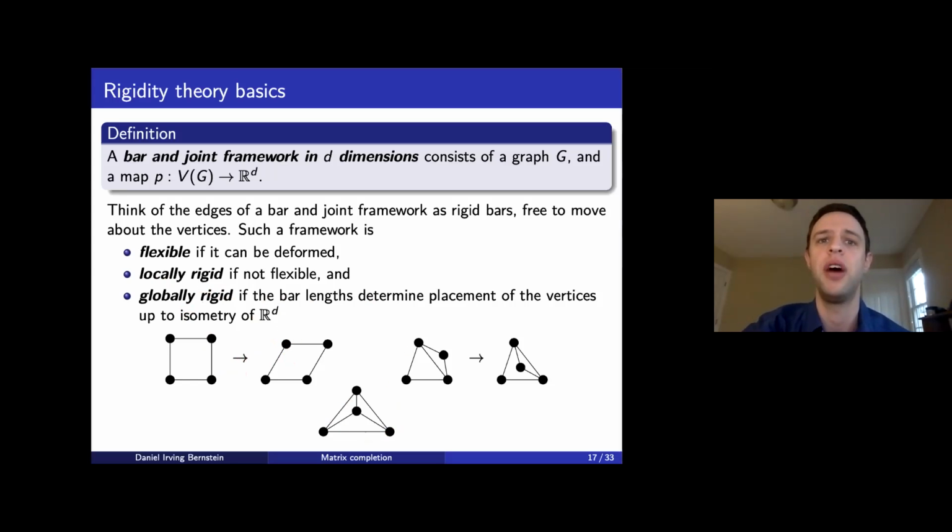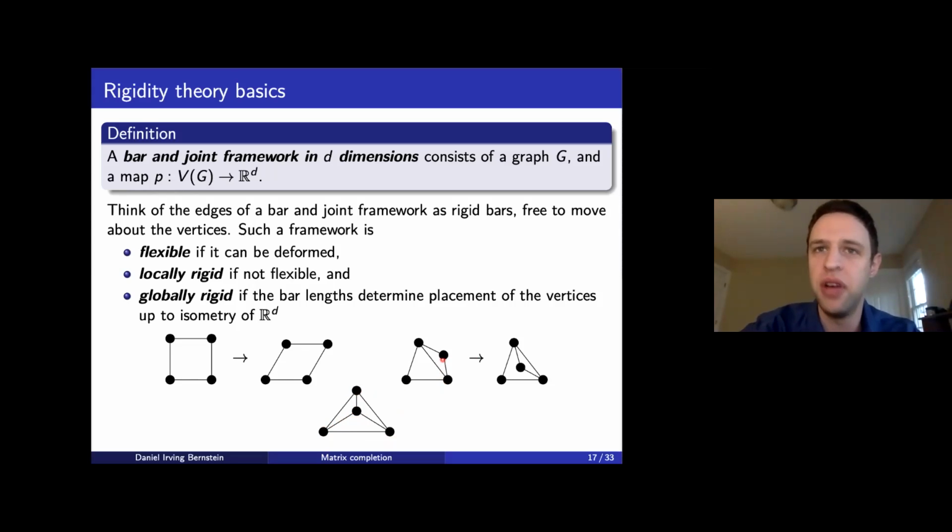So for example, here's a graph, a framework in the plane, that's globally rigid because once I fix all of the 6 pairwise distances between 4 points in the plane, then as soon as I mod out by rotations and translations, I've uniquely specified this framework.